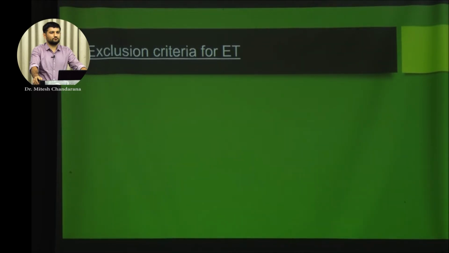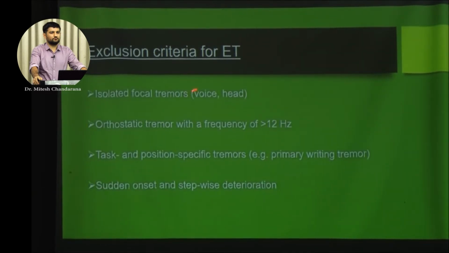And there are some exclusion criteria for ET. Initially, isolated focal tremors like head and voice tremor were classified as ET according to the older classification. Now they have put both of these into exclusion criteria, because more and more evidence has come that isolated head and voice tremors are more of dystonic tremor quality. The other exclusion criterion is orthostatic tremor with frequency of more than 12 Hz. Task and position specific tremors like primary writing tremor are similarly now considered more a part of dystonia. And sudden onset and stepwise deterioration is also an exclusion criterion for ET.